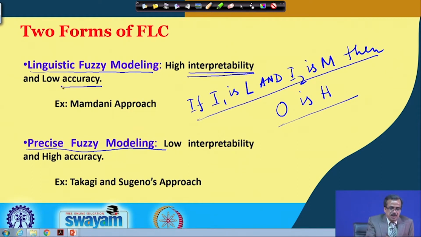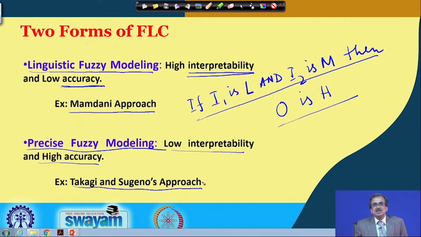Then comes the accuracy. Accuracy is nothing but the precision, that means the accuracy in prediction of the output for a set of inputs. The example of linguistic fuzzy modeling is the Mamdani approach, which we will be discussing in much more detail. Then comes the precise fuzzy modeling, and here we get low interpretability, but we get high accuracy or precision. The example is the Takagi and Sugeno's approach of fuzzy reasoning tool.